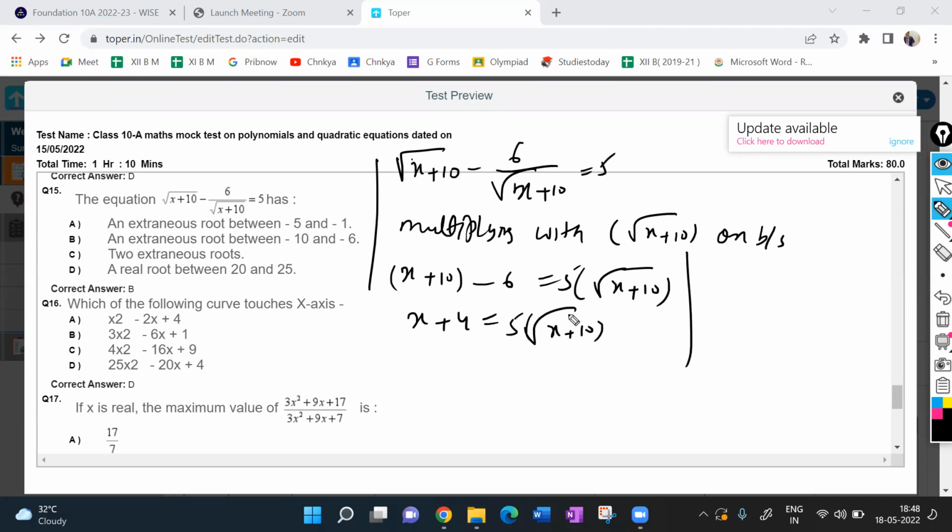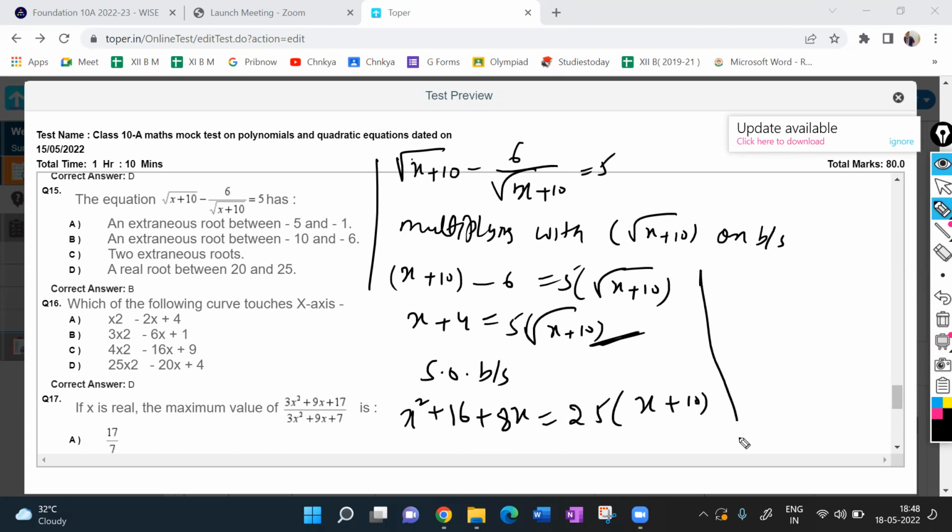Or else, if you don't get this idea, I'll just cross multiply and do that. Nothing wrong with that also. So 5 times of this I got. Now to get rid of the root, I'll be doing squaring on both sides. So a square plus b square plus 2ab, 8x is equal to 25 times of x plus 10. So x square plus 8x plus 16 is equal to 25x plus 250. So x square minus 17x minus 234.